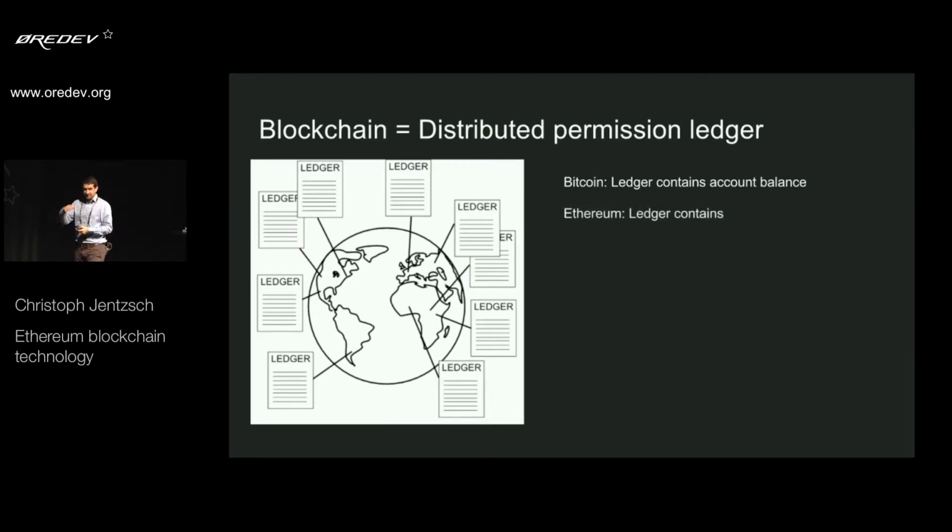For Ethereum, it also contains this information, account balances. But it also contains data. And now the most important thing, and that's the big changer, which actually changed everything, is it contains logic and code, conditions. And that's something we like to call smart contracts.